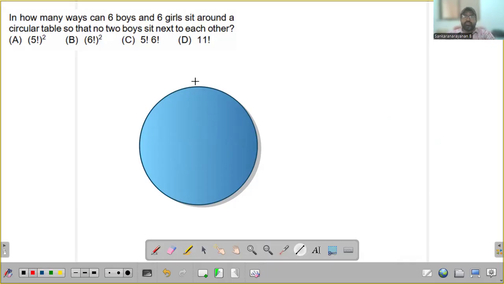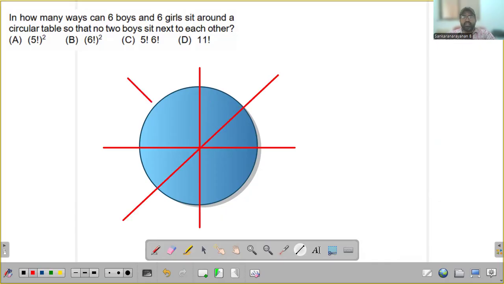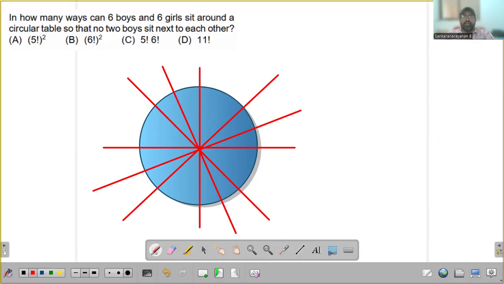There are altogether 6 boys, and 6 girls. So it's a 12-seater, right? So 1, 2, 3, 4, 5, 6, 7, 8, you can think of 9, 10, and then you can think of 11, 12. Okay, so altogether 12 are there.